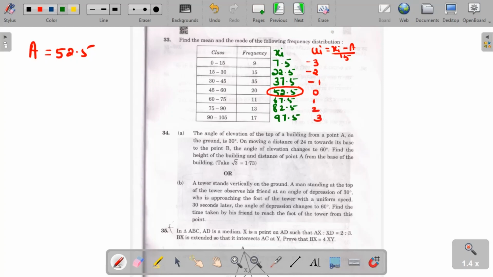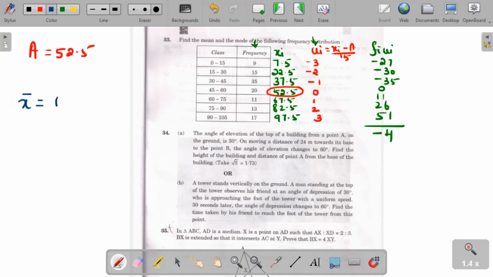Now let's compute the fi ui. So fi ui will be the multiplication of the frequency column along with the ui that we generated. So this is minus 27, minus 30, minus 35, 0, 11, 26 and 51. If you add minus 27, minus 30, minus 35 with 11, 26 and 51, it is going to be equal to minus 4. Now we can substitute in the formula.